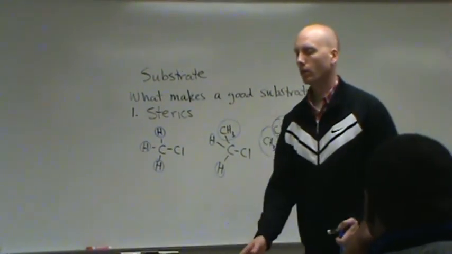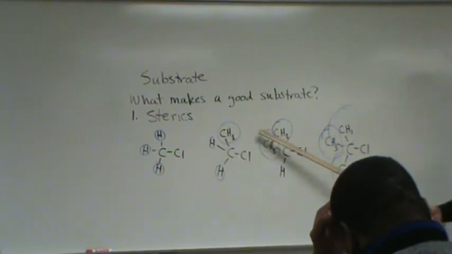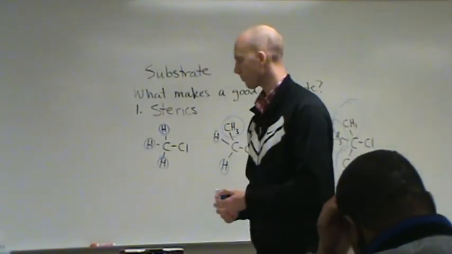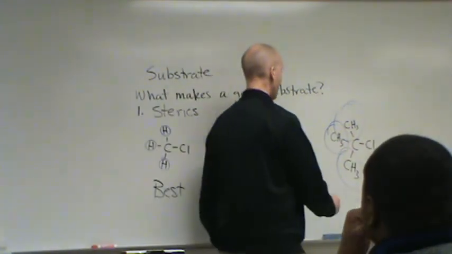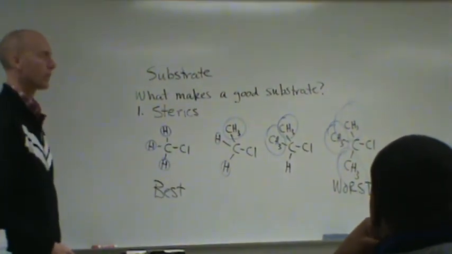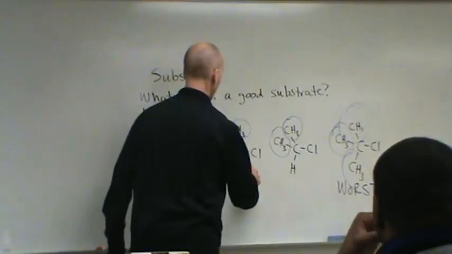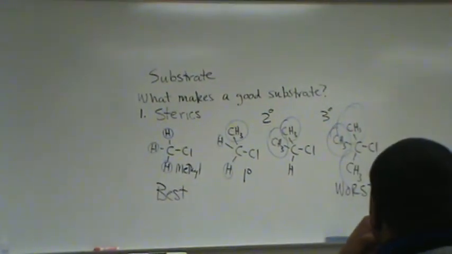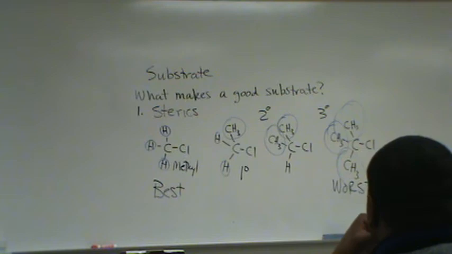So the best substrate is the one with the more hydrogens on it. The worst substrate is the one with more carbons on it. So here, this is the best. This thing here is the worst. So this here is a methyl chloride substrate. Then we have a primary, secondary, and a tertiary. So a tertiary would be the worst substrate we would want to use for SN2. It would be bad.